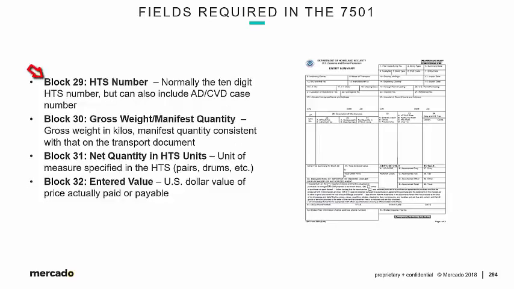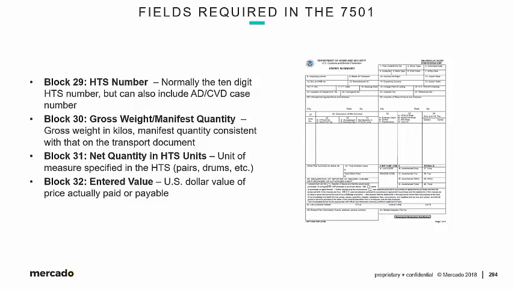Block 29, the corresponding HTS number, where we go from a prose-based description of the goods to its classification using the HTS, and here is where the HTS number goes. Normally the 10-digit HTS number, but it can also include any anti-dumping or countervailing duty case numbers. Needless to say, 28 and 29, for purposes of what we're teaching, are pretty important.